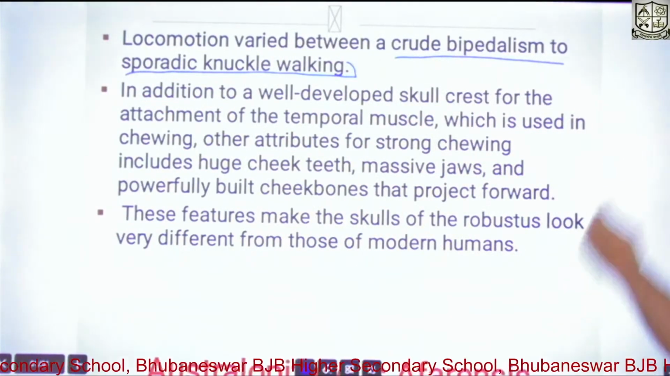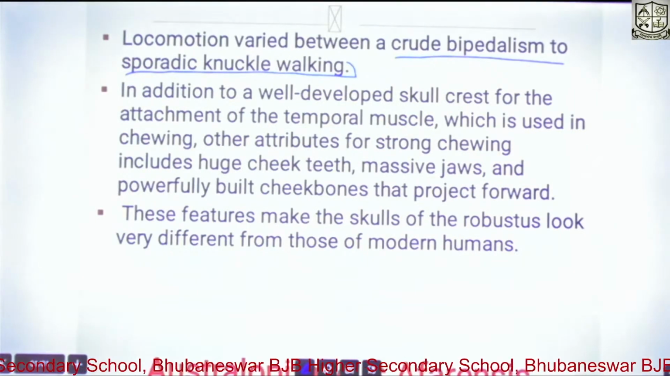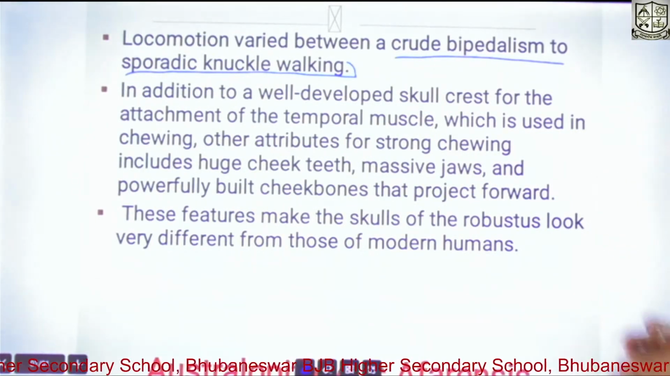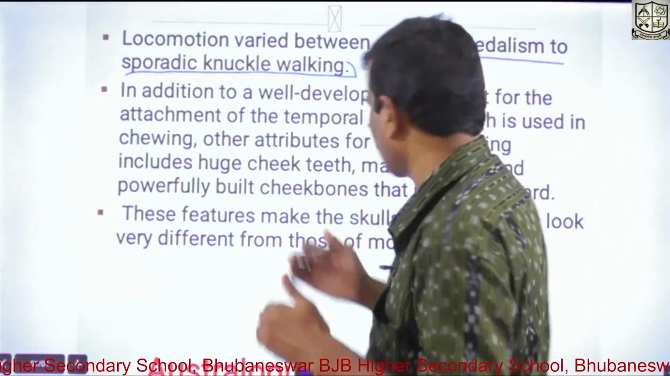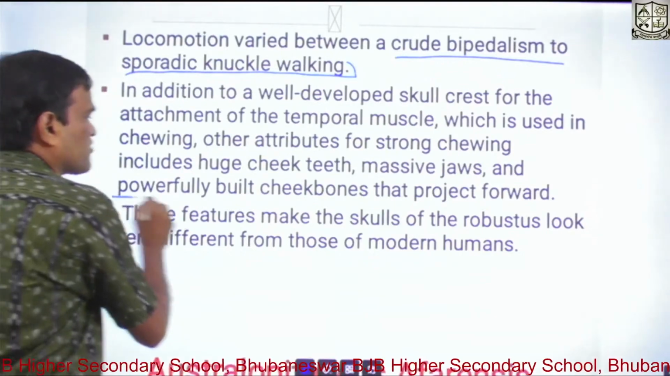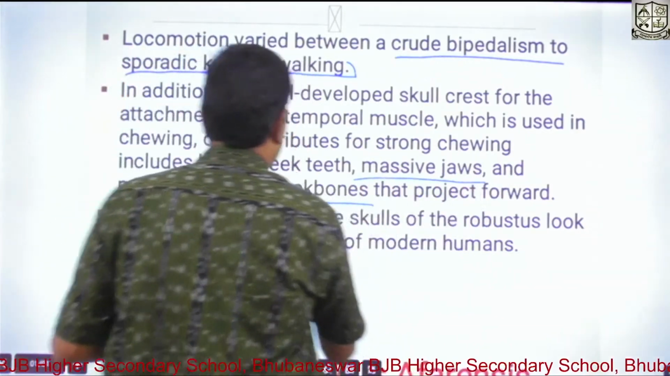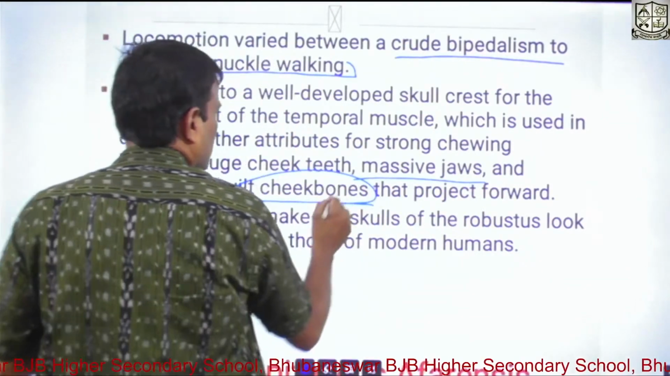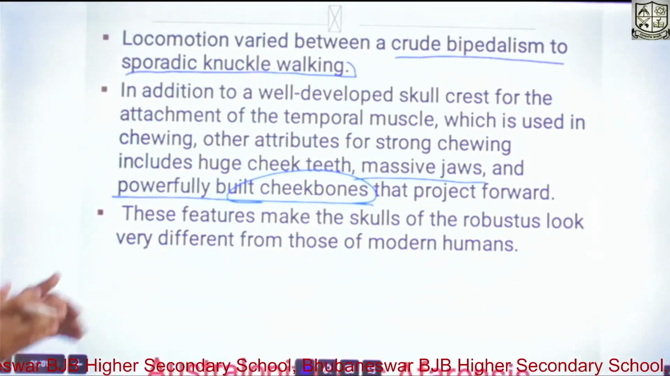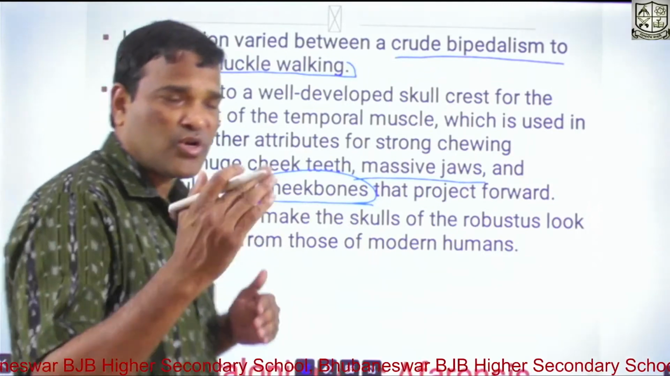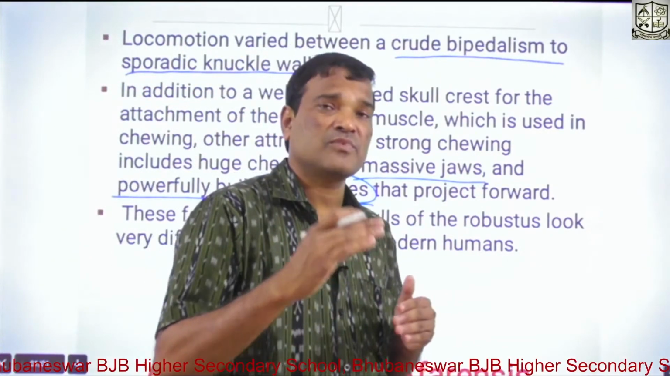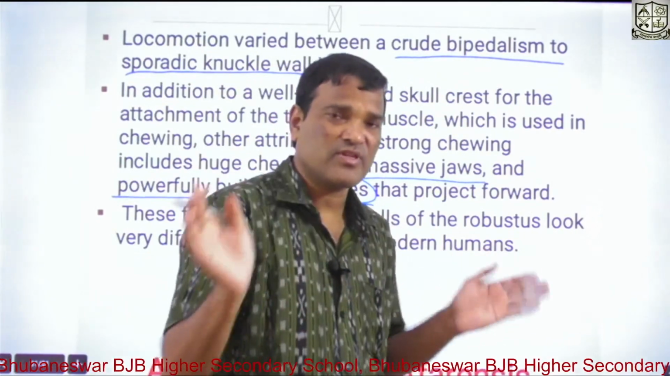Okay. So in addition to a well-developed skull crest for the attachment of the temporal muscles, which is used in chewing, other attributes for strong chewing include huge cheek teeth, a massive jaw, okay, and powerful cheekbones, and a projecting forward face. These features make the skulls of the robust type, which is different from those of modern humans. These characteristics make them different from other animals. Okay.